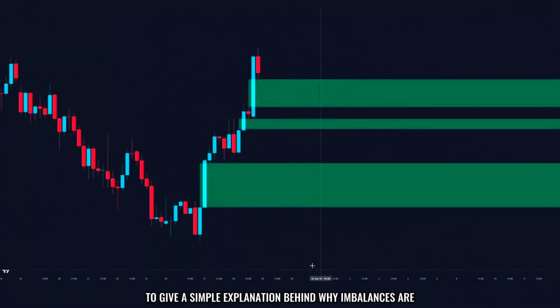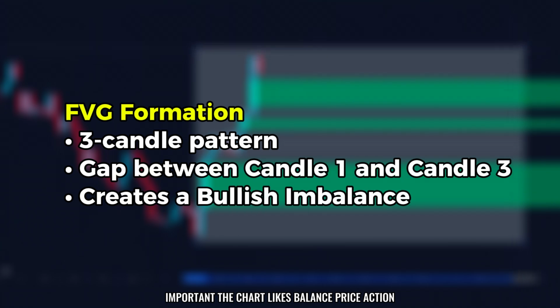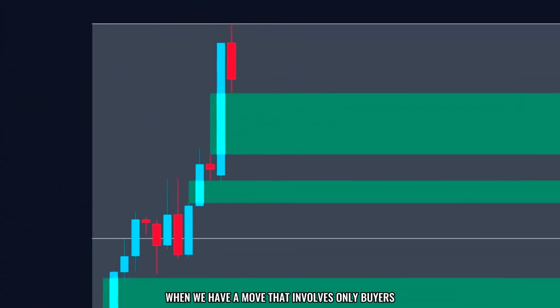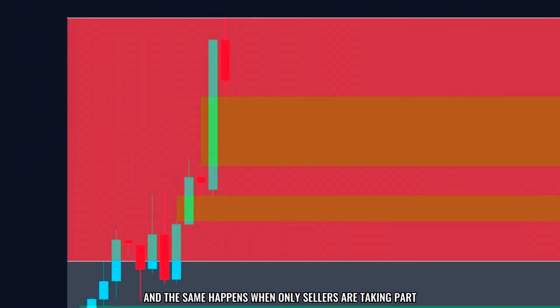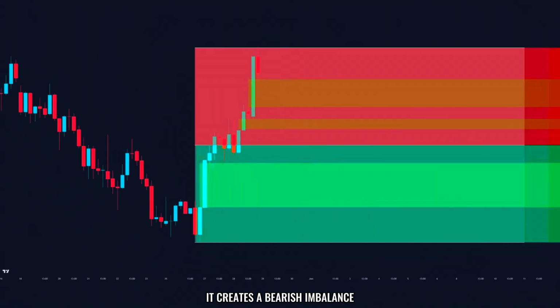To give a simple explanation behind why imbalances are important, the chart likes balanced price action, and to achieve this, it needs to see both buyers and sellers taking part in the moves. So when we have a move that involves only buyers taking part, this creates a bullish imbalance, and the same happens when only sellers are taking part. It creates a bearish imbalance.